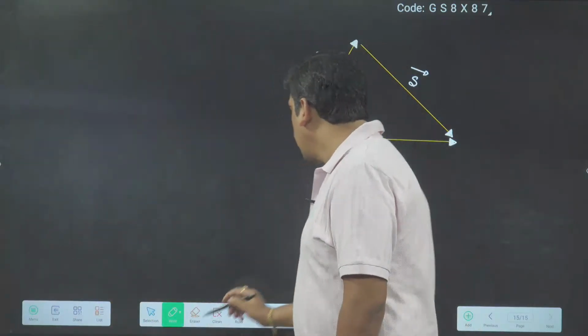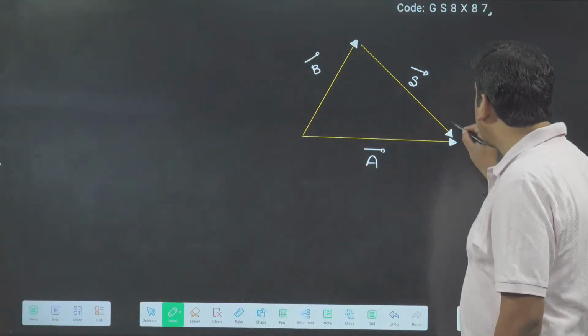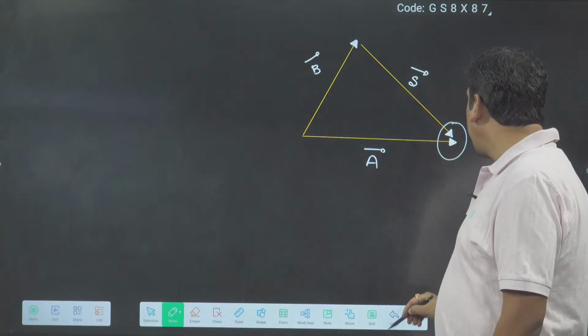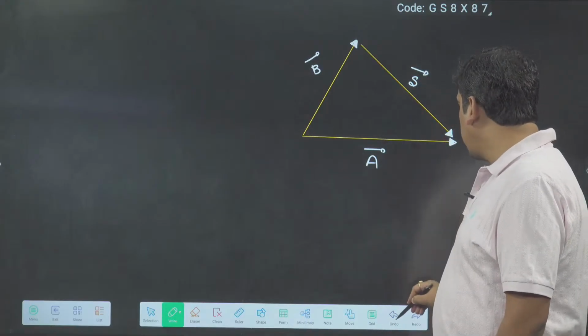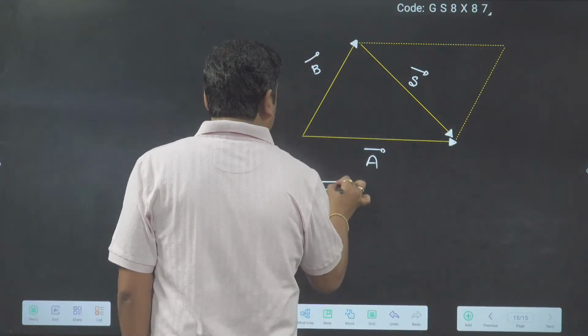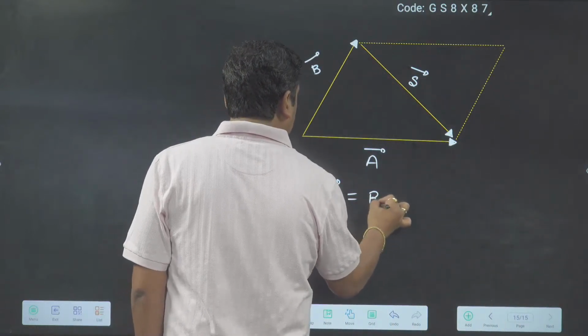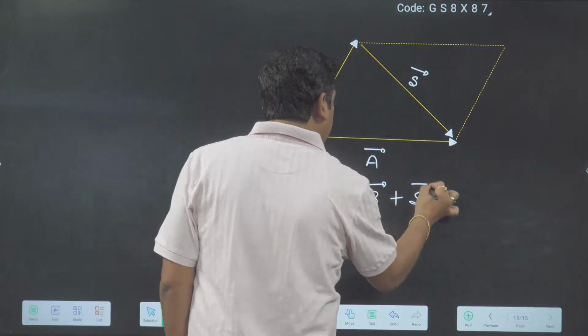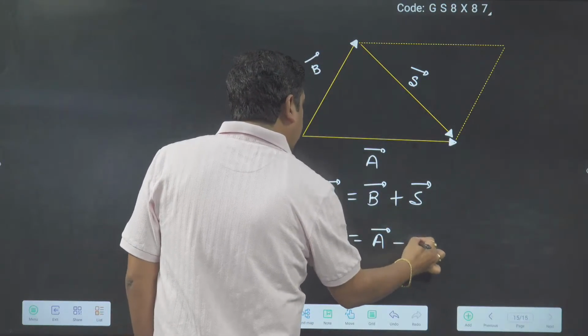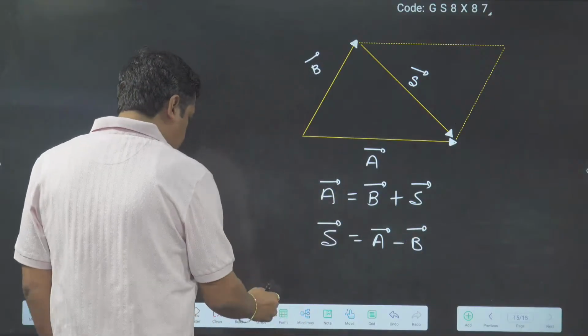So you can see A vector is here head to head joint and here tail to tail joint, means A vector is the resultant vector. So we can write A vector is B vector plus S vector. So we can write S vector equal to A vector minus B vector. Please understand what I am trying to say here.